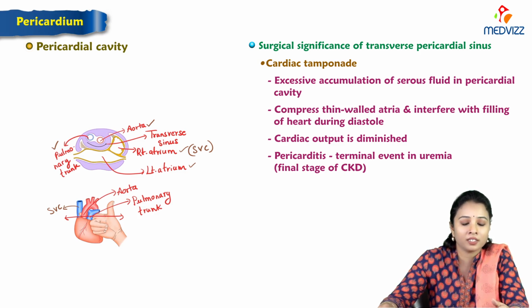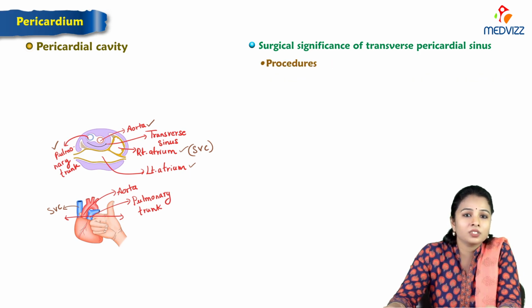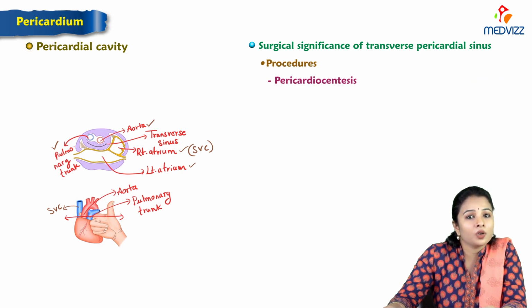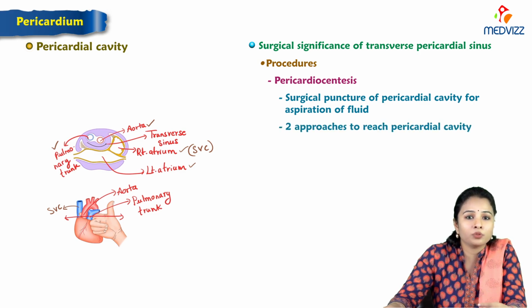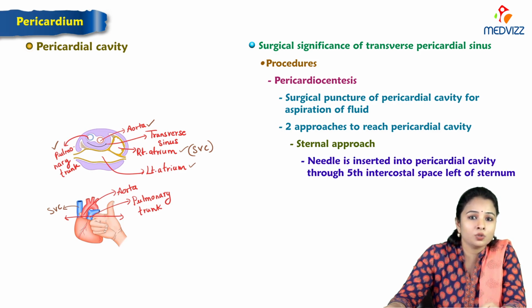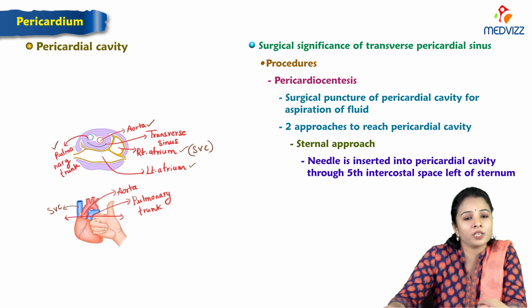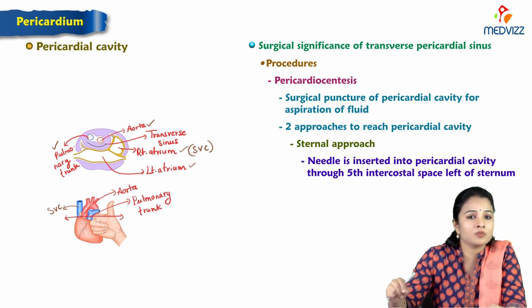We have seen pericarditis. The next common procedure associated with the pericardium is pericardiocentesis. Pericardiocentesis is a surgical procedure on the pericardial cavity for the aspiration of excess fluid. There are two approaches to reach the pericardial cavity. The first approach is the sternal approach, where a needle is inserted into the pericardial cavity through the fifth intercostal space, just adjacent to the left side of the sternum. That is one procedure.